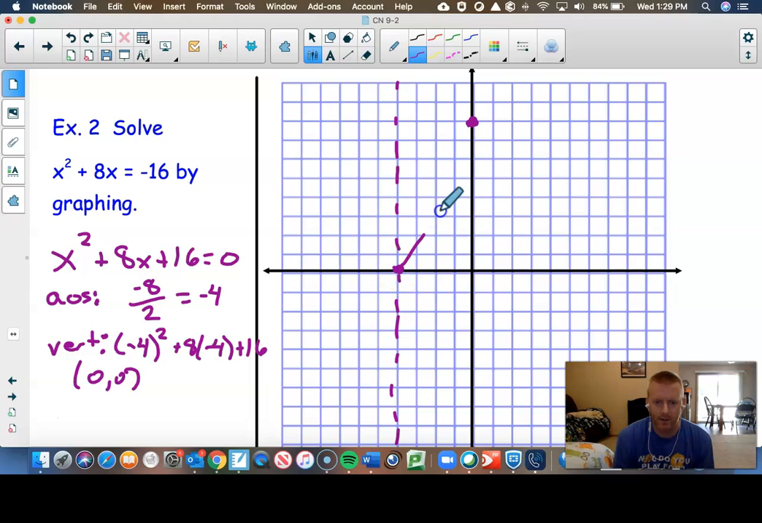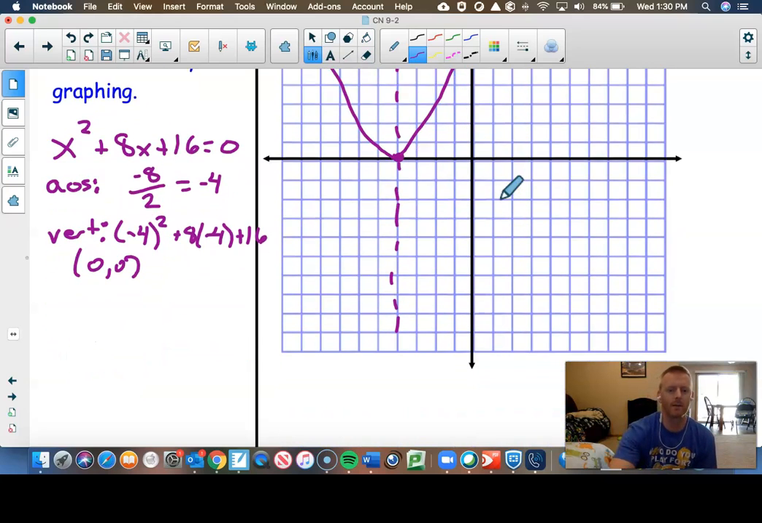So I know it's going to be a nice U shape going up that way. And I am 1, 2, 3, 4 away. So 1, 2, 3, 4 away over here is my other matching spot because they're symmetrical. And that's what my parabola should look like.